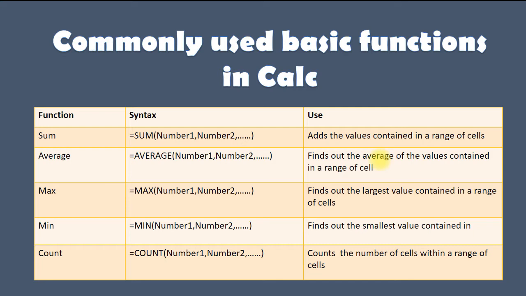ठीक है, दो numbers को add करना हो then we make use of sum function. Average, अगर आपने किसी numbers की average find out करनी है then we make use of average function. Max function, find out the largest value contained in a range of cells. ठीक है, सबसे largest value अगर आपने find out करनी है then we make use of max function. ठीक है, then min function, सबसे छोटा number अगर आपने find out करना है we make use of min function. Then count, counts the number of cells within a range of cells.